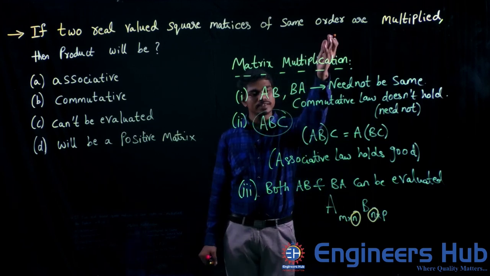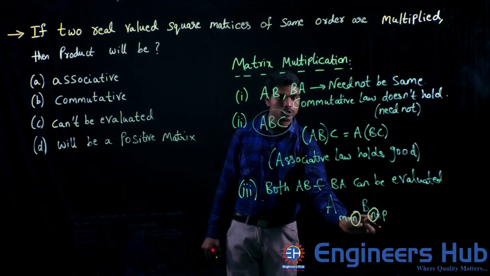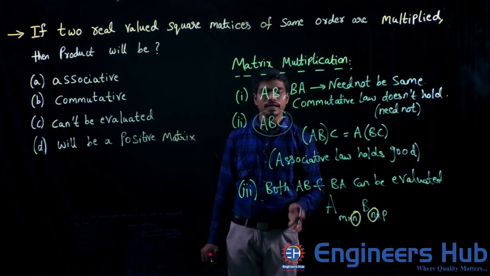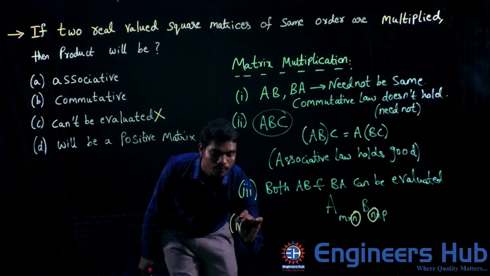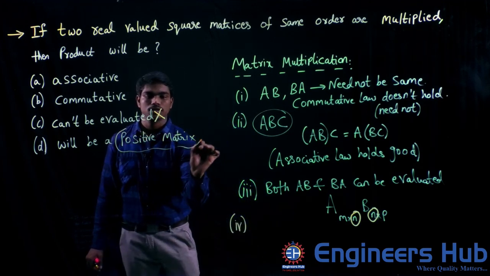And since both these are square matrices of the same order, definitely AB and BA will both exist, which means this is not a right answer. So now, coming to the fourth option, what does the term positive matrix denote?